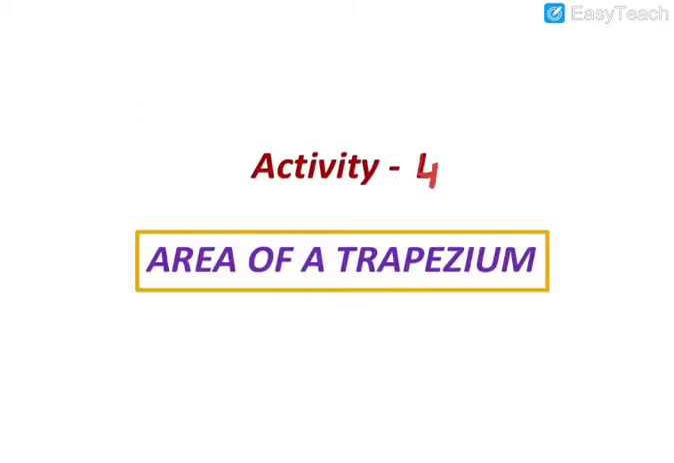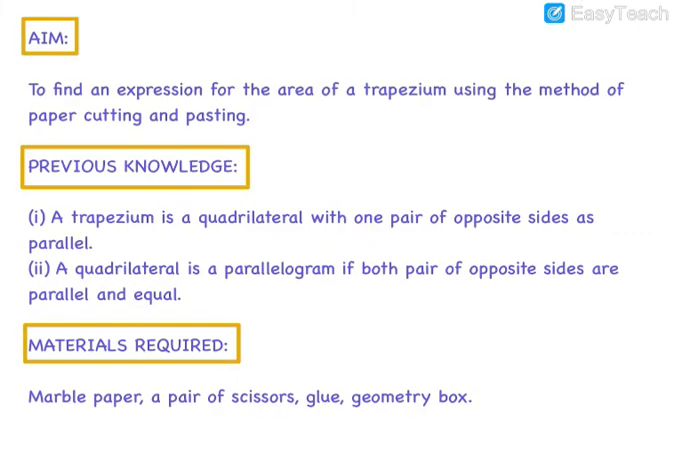In today's video lesson, we will perform an activity to find an expression for the area of a trapezium. This will be activity number 4 in your journal. The aim of this activity is to find an expression for the area of a trapezium using the method of paper cutting and pasting. To do this activity, you must know that a trapezium is a quadrilateral with one pair of opposite sides as parallel.